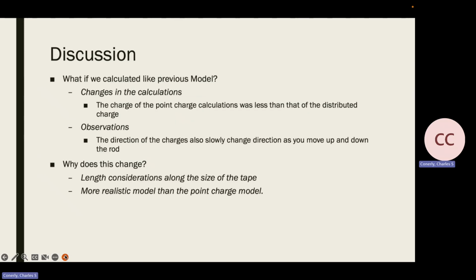And then discussion: what if we calculated like the previous model, kind of like we touched on earlier, the charge of the point charge calculations was less than that of the distributed charge that we did today. And also we can see that on a rod, the direction of the charges also slowly change, but it does not happen when we are looking at a point charge. Why does this change? Mainly because length considerations along the tape and the distributed charge along that length is being taken into account. We see that this is a more realistic model than the point charge model.